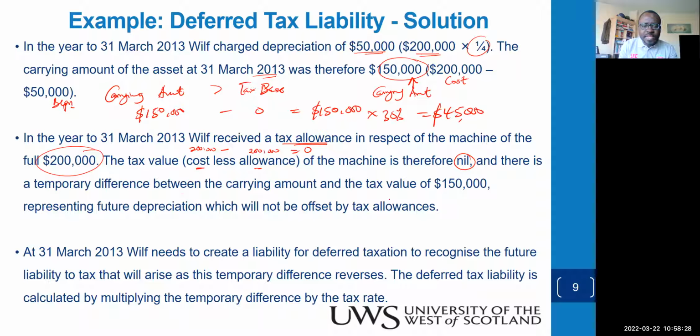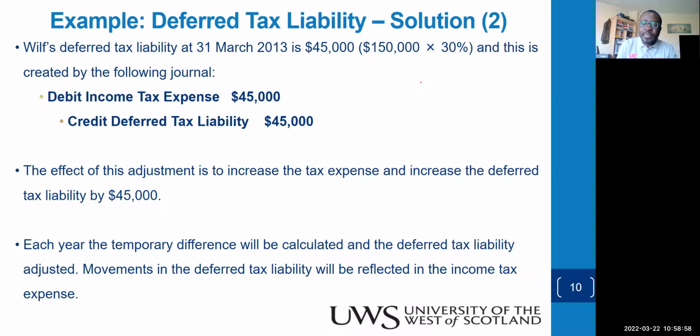So the temporary difference between the two, like I said, is 150. We need to then offset it by the tax allowance. On 31st March, we need to create a liability for the deferred tax to recognize the future liability to tax. So as we reverse these temporary differences, we need to reduce it as time goes on. But for now, it is 45,000.